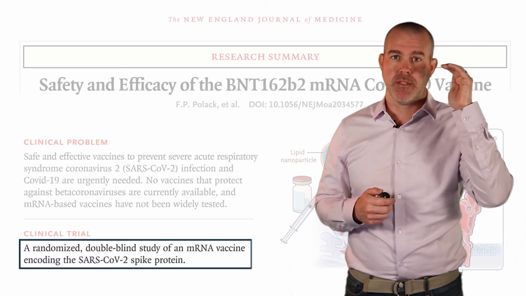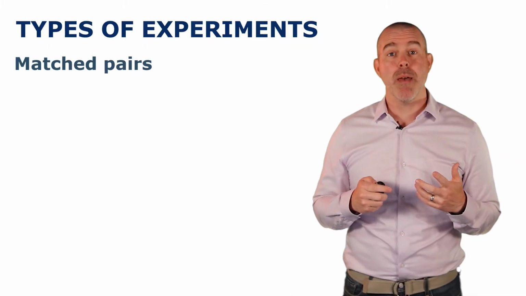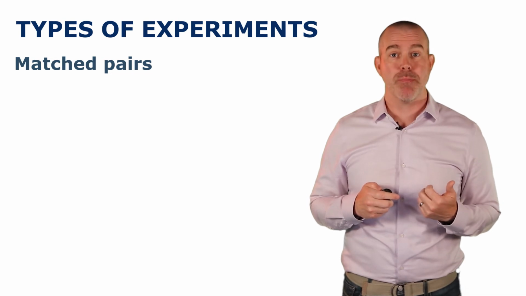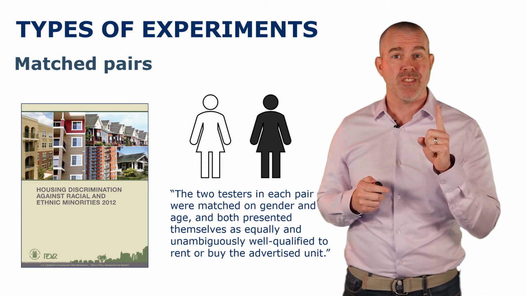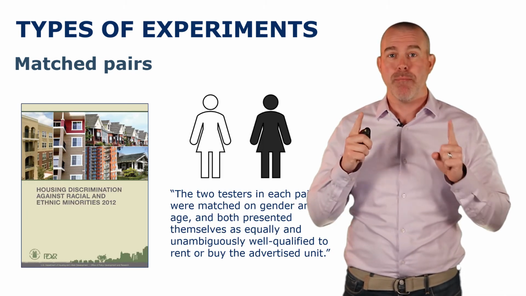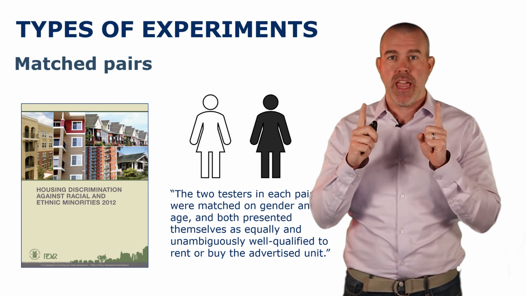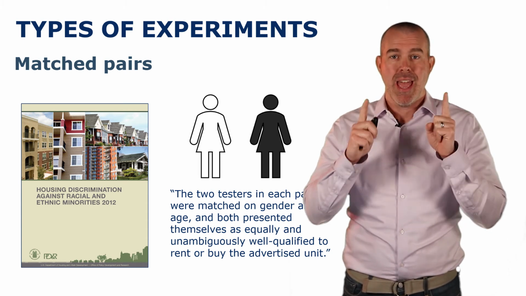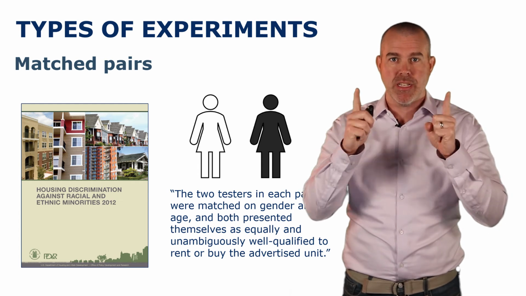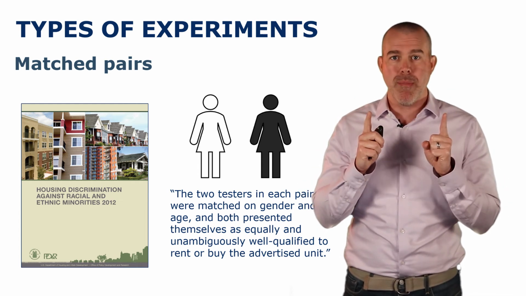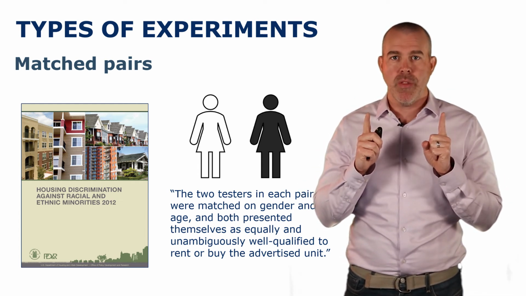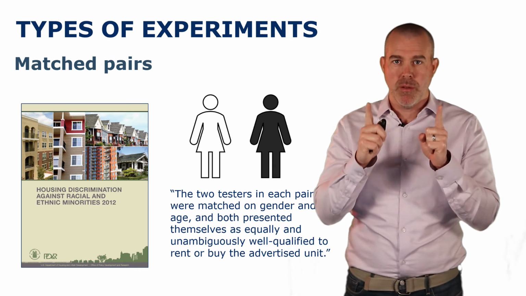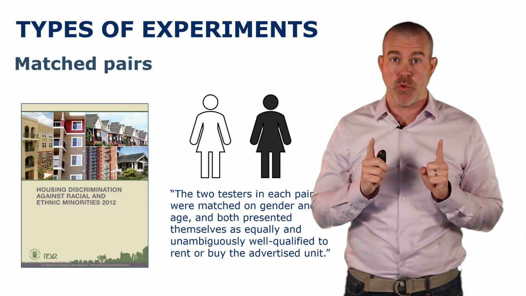for medical tests. The second type of designed experiment is called matched pairs. We actually talked about one of these. This was the housing discrimination. They actually paired individuals according to gender and age and made them equally well qualified. And that way, because they were paired and sent to the same home or apartment, they could know that if there was a difference based on race, it was simply because of race, because everything else was paired.